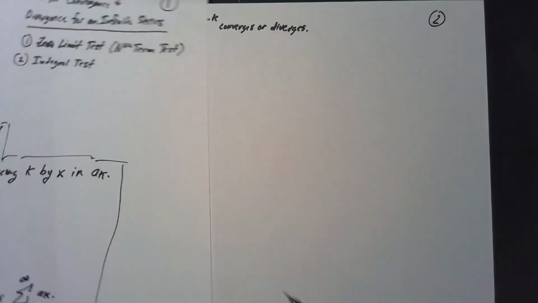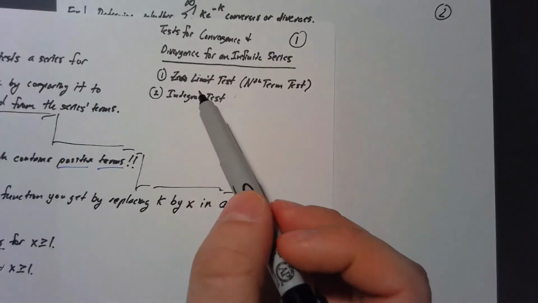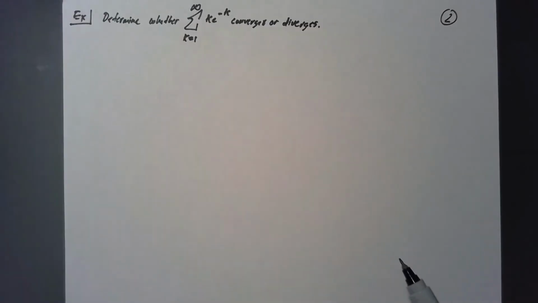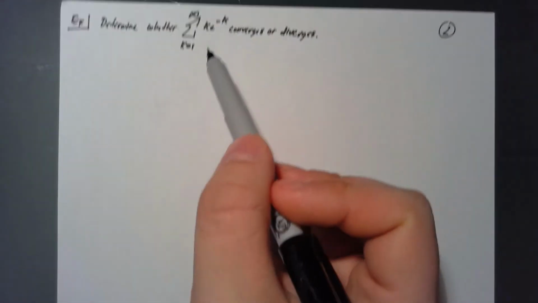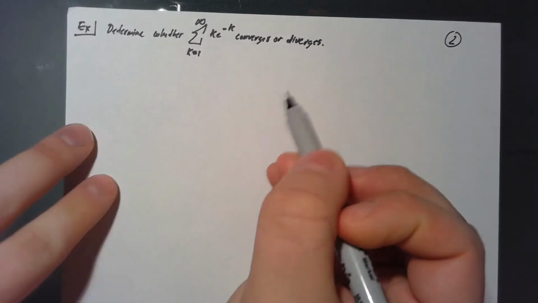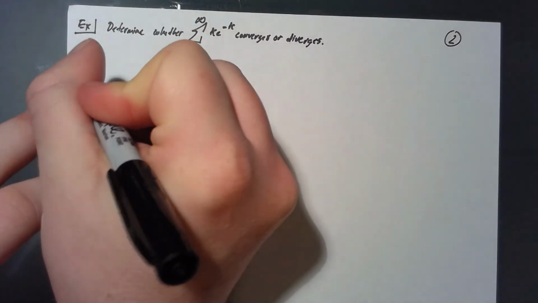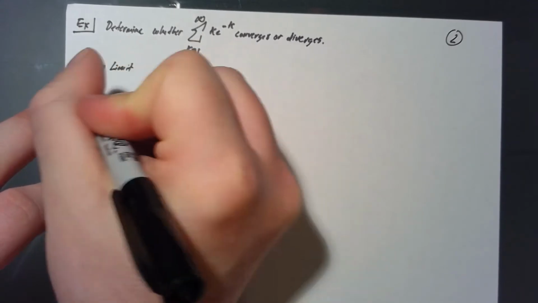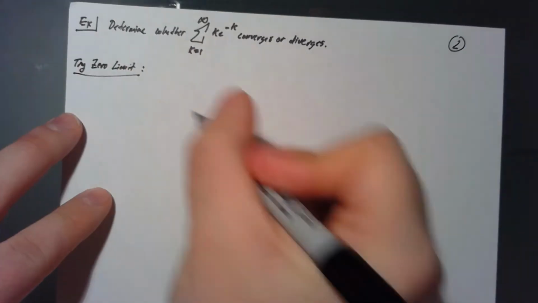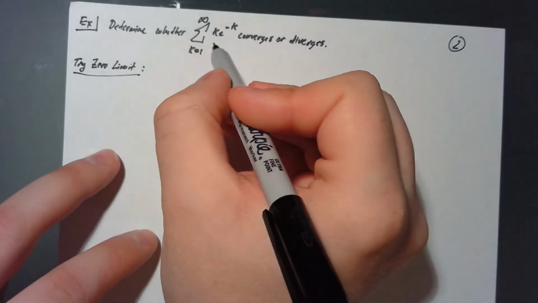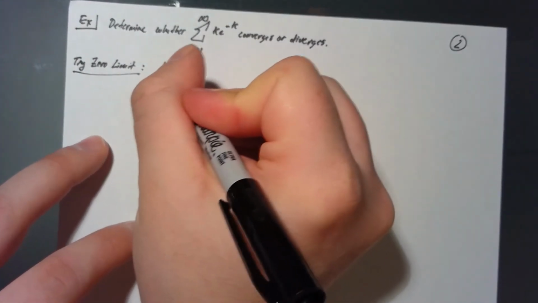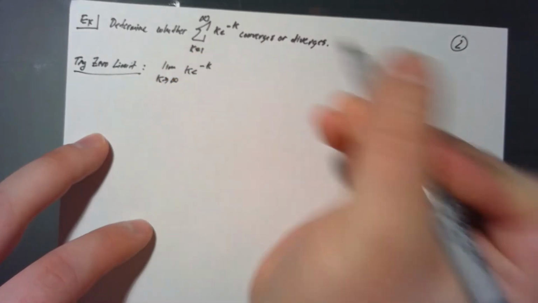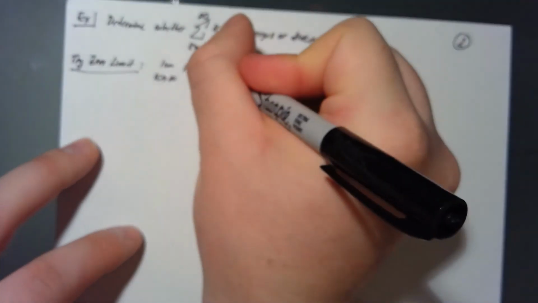So from the previous section I've said, try the zero limit test first. So if you take the limit of this, let's try the zero limit test. I don't know if it's going to work, but let's try it. So what does the zero limit test say? Take the limit of this series. The limit as k approaches infinity of k times e to the negative k.